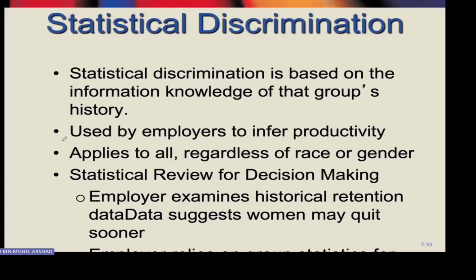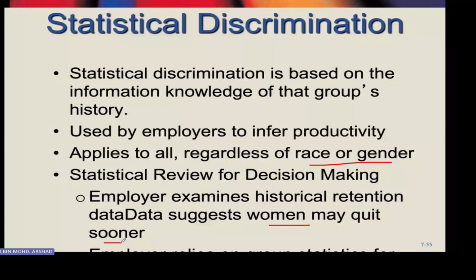This fourth one is about profiling from data that we have gathered, where we notice a certain trend and relate certain groups to certain types of statistics. This can be across race, religion, or whatever, depending on the trend that appears from the statistics. For example, from historical records, let's say the data suggests women may quit sooner than men. That's one statistic. This type of statistic creates what we call statistical discrimination.